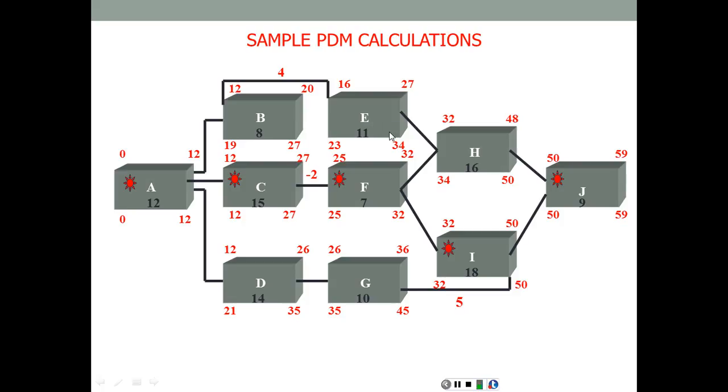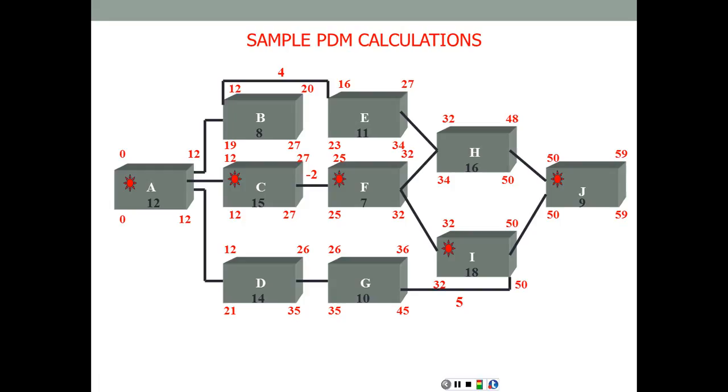Going to activity E, it has a total float of 7, which is 34 minus 27, or 23 minus 16. Its total float is 7. The total float of its immediate successor is 2. Therefore the free float for E is 5 days. Activity B, total float also 7. 19 minus 12, or 27 minus 20. The total float of its immediate successor is also 7. Therefore the free float for activity B is 0. And that's basically how we do the calculations for a PDM simple network.